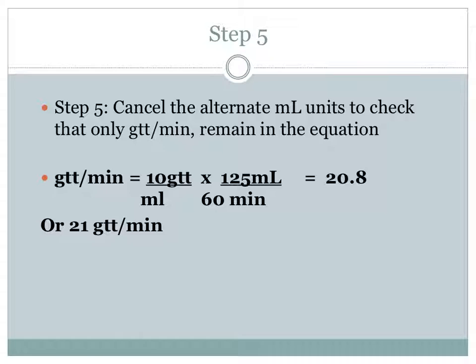Our final step is canceling the alternate milliliter units so that we only have the drops per minute as our remaining value. So remove the milliliters because they cancel each other out. And then your equation is now 10 drops times 125 over 60 minutes, which equals 20.8. Remember, we have to round up to the nearest whole number, and our answer is 21 drops per minute, and that's what we were looking for.